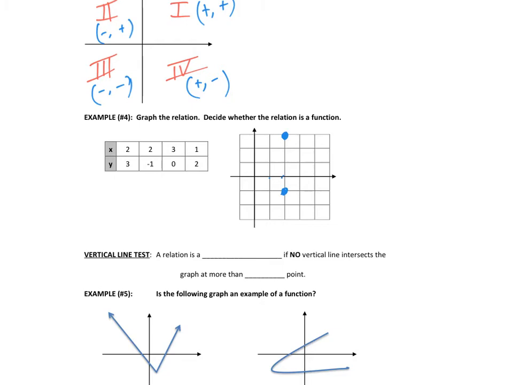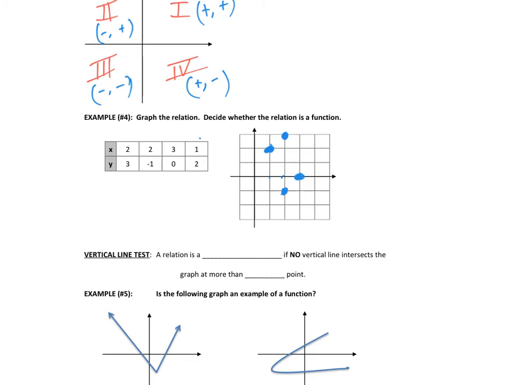The next one is x is 3, y is 0. And then x is 4, then x is 1, y is 2. So your ordered pairs will look like that. And then it says, decide whether the relation is a function.